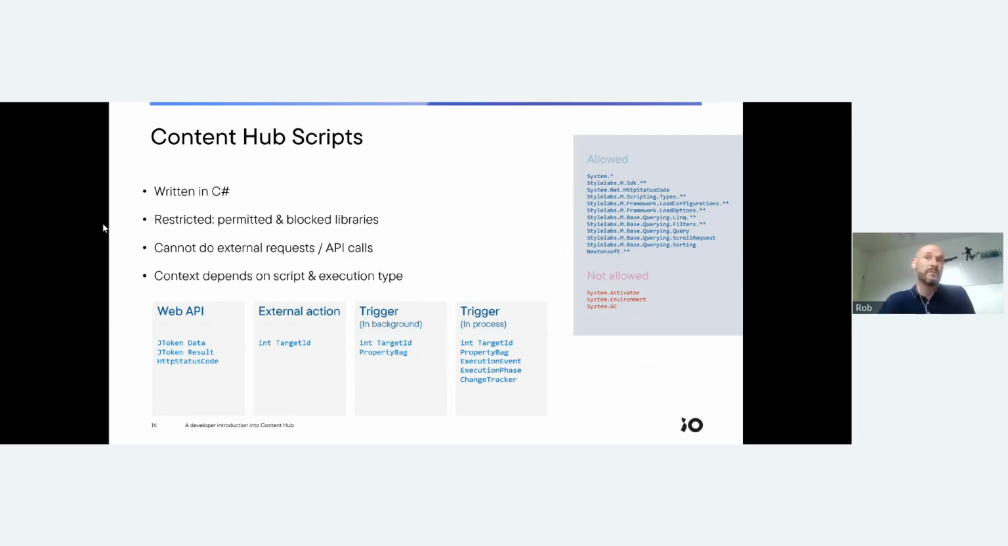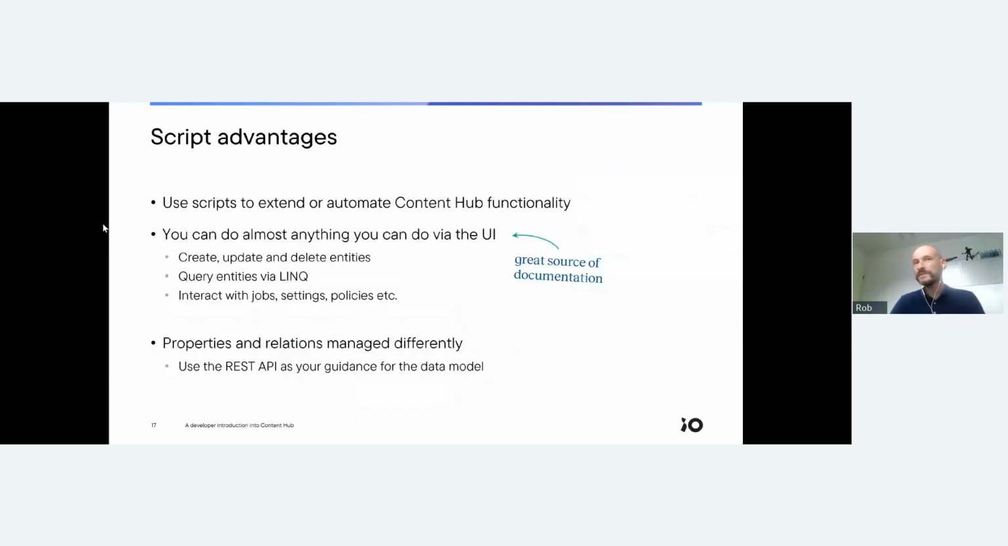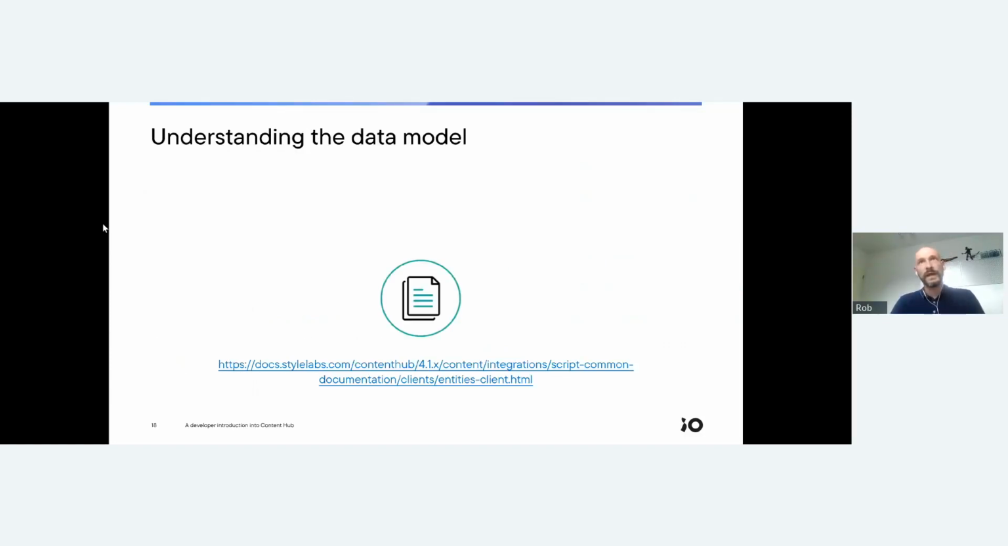And you also have different ways of executing this. As I said, you can call it from external going in, that's the web API type, or you can use it in different trigger points. And then you have different attributes. I'm not going into detail about that, because time-wise I can't do that right now, but just so you know. The advantage of this is that you can do almost anything you can also do via the UI. So you can create, update or delete entities. You can query them. You can change user settings and so on. And well, it's very powerful.